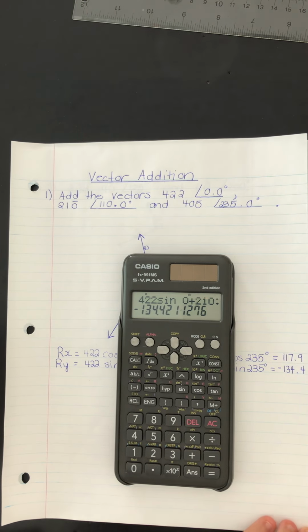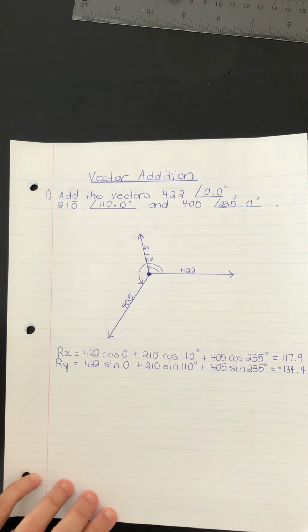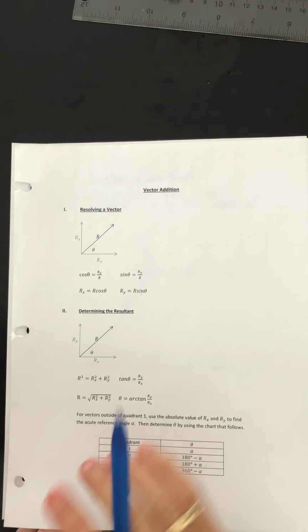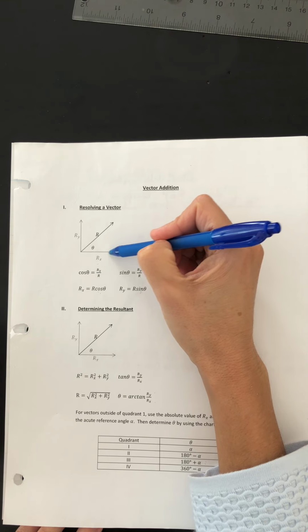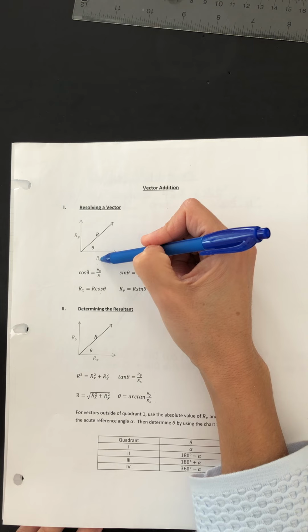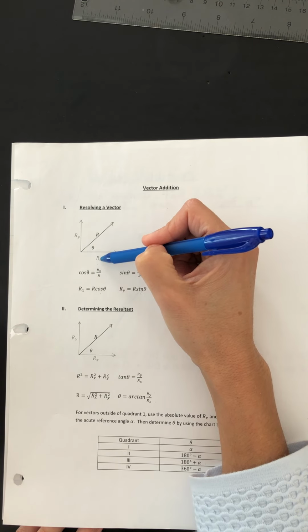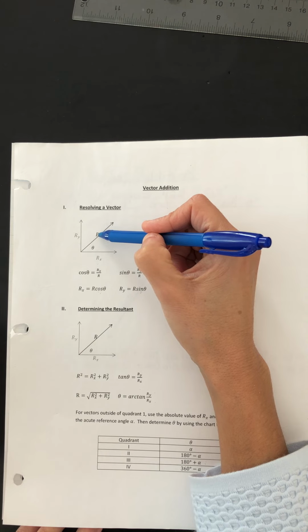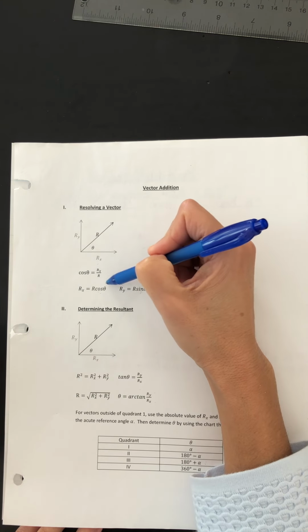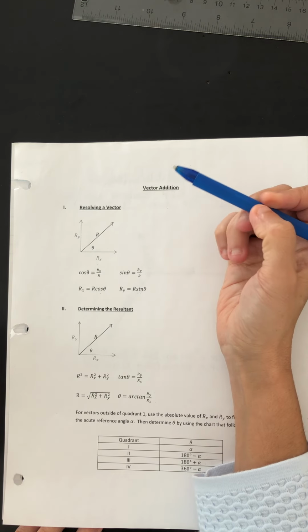negative 134.4. Okay? And do you understand why we use cosine for horizontal and sine for vertical? If you picture a right triangle here, then Rx is the adjacent side. So the cosine of theta is adjacent over hypotenuse, and that's why we use R cos theta for Rx.